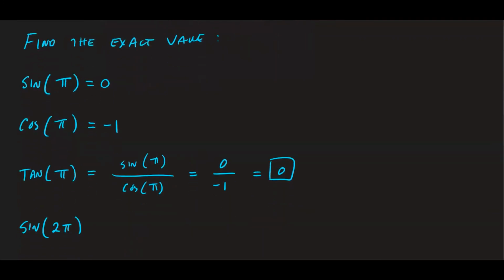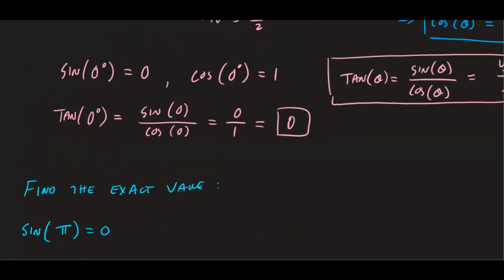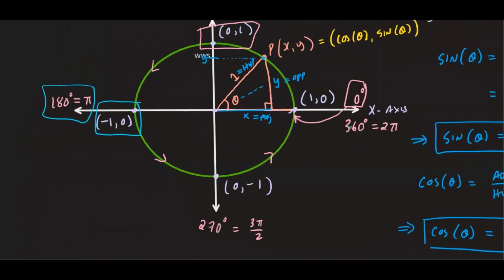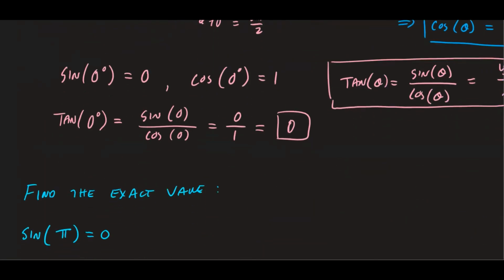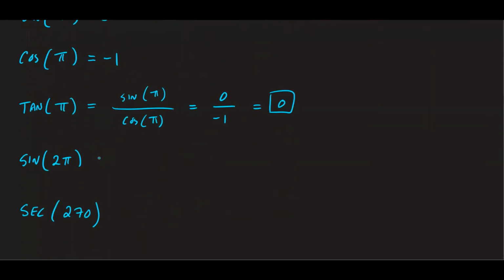Now let's take a look at sine of 2 pi. So for 2 pi, we're going to look at this point right here, because 2 pi is equivalent to 360. So again, sine is the y coordinate, and the y coordinate of this point is 0, so therefore sine of 2 pi is 0.